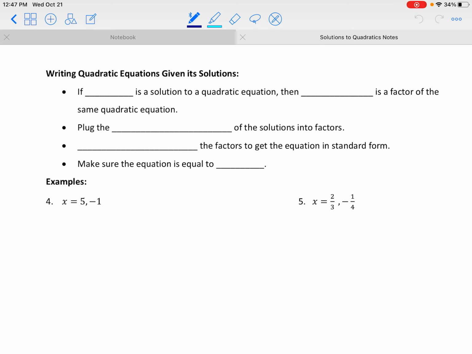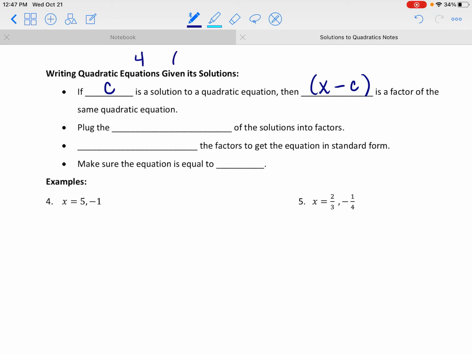Let's say I'm going to put a variable in there. Let's just say C. Let's say C is a solution to our quadratic equation. I don't want to use x because it's going to put too many variables. If C is a solution to a quadratic equation, then x minus C has to be a factor, right?